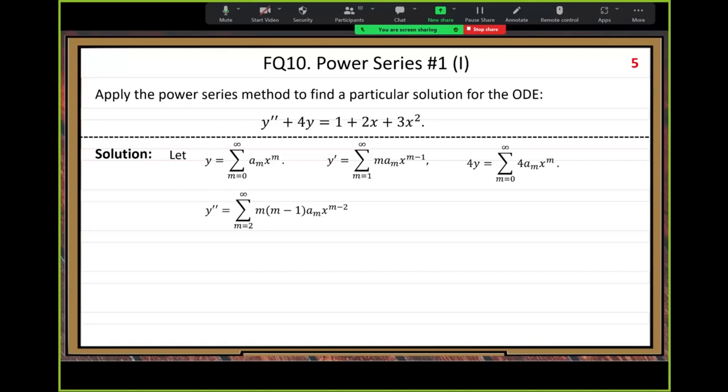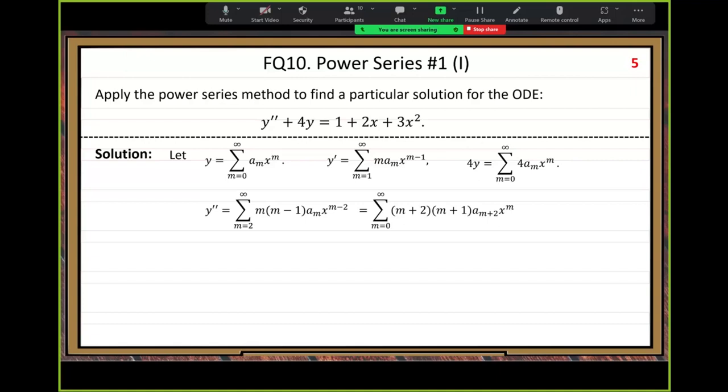But with m starting from 2, there is one thing. When you want to add those two expressions up, here it is x to the m, and here x to the m minus 2. They are not the same. So you want to convert the power of x to the same degree, so you can add them up directly. I hope you can understand this step easily.